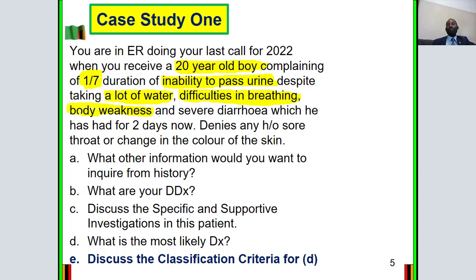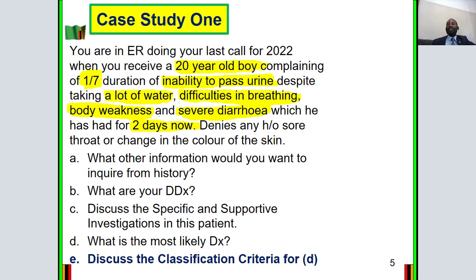So I have to pause. I cannot rush. What could be the cause of body weakness? Let's see why this boy is feeling weak. Then there is severe dehydration. Not just diarrhea, but severe diarrhea, which he has had for how many days? For 2 days now.